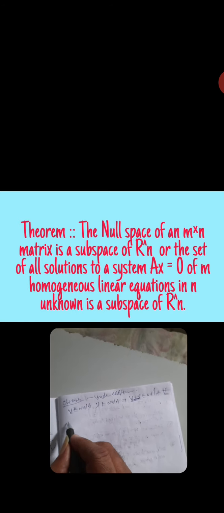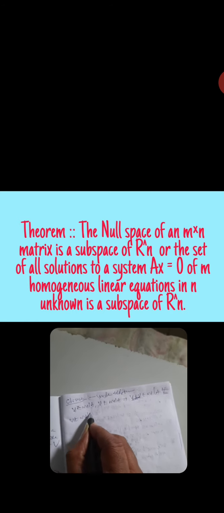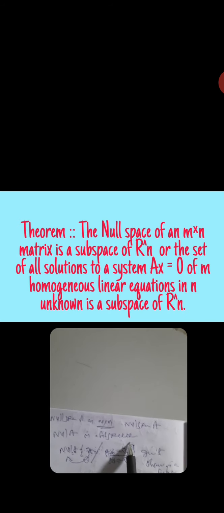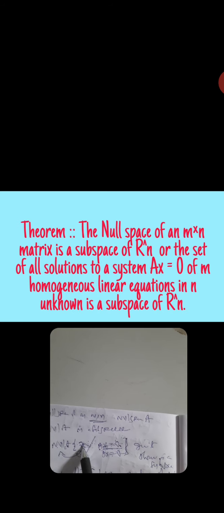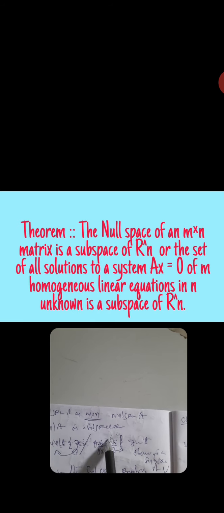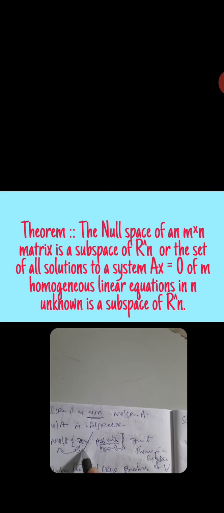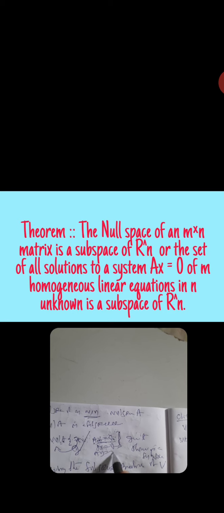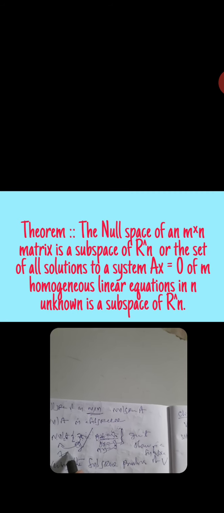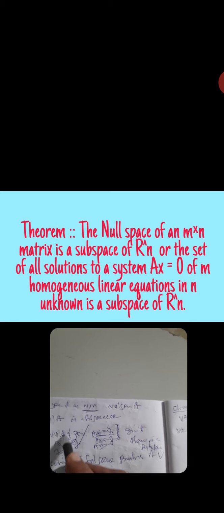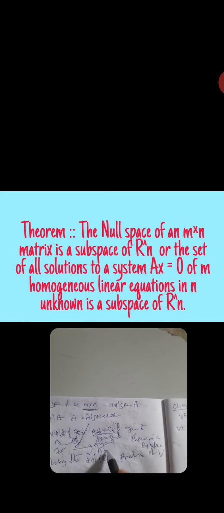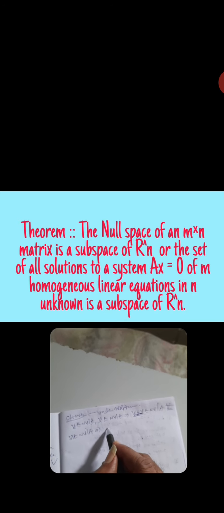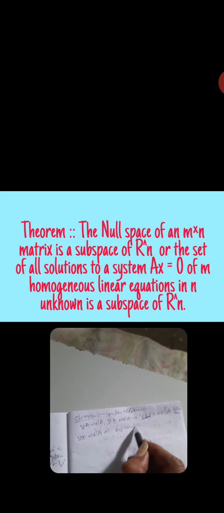Now see, what about U being an element of null A? When is it an element in null A? When x makes this equation zero, AX is equal to 0. Take some y, then AY is equal to 0. Take some z in null A, then AZ is equal to 0. Here U is in null A means AU is equal to 0.